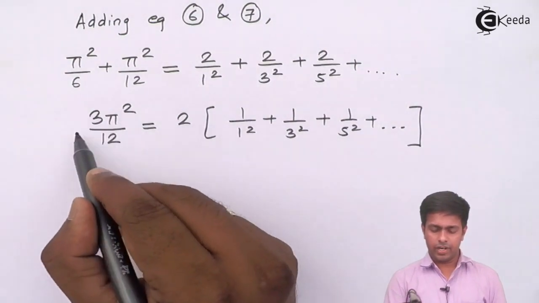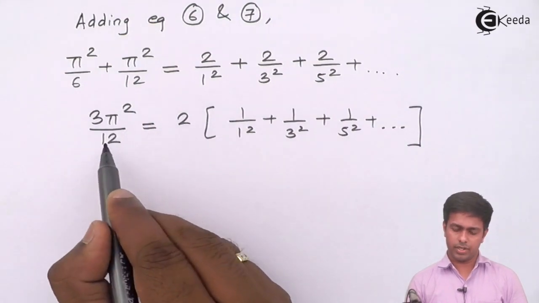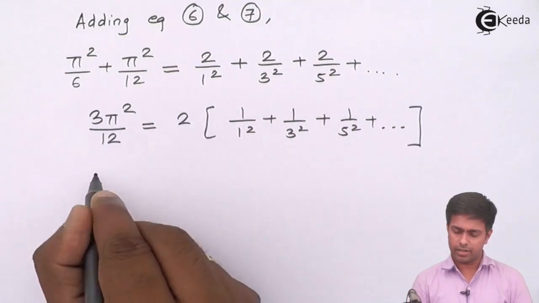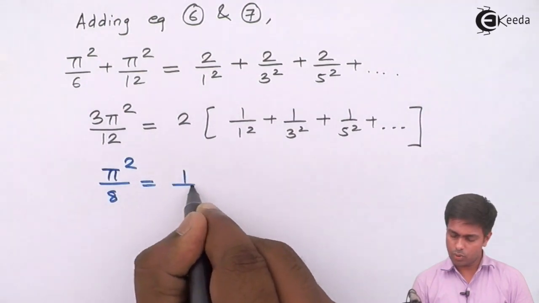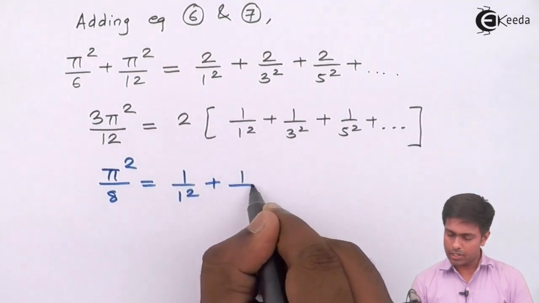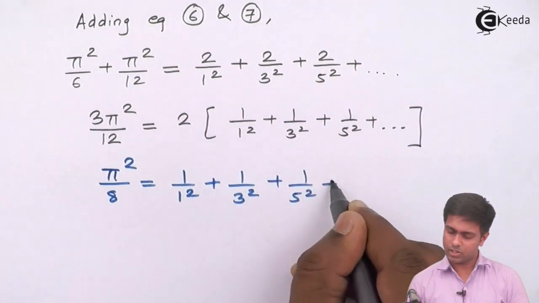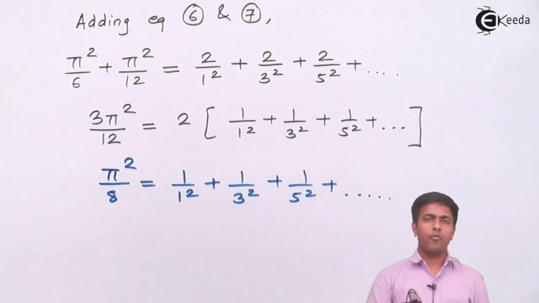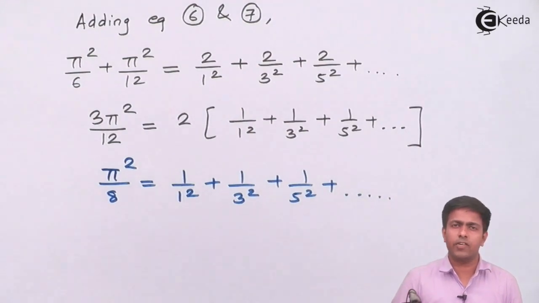Now 3 ones are 3, 3 fours are 12, and this 2 will come in the denominator, that will become 4 twos are 8. So that is pi square by 8, which is equal to 1 upon 1 square plus 1 upon 3 square plus 1 upon 5 square, and so on. So guys, here we got the required result. So here we have proved both the results by using the concept of even and odd function.